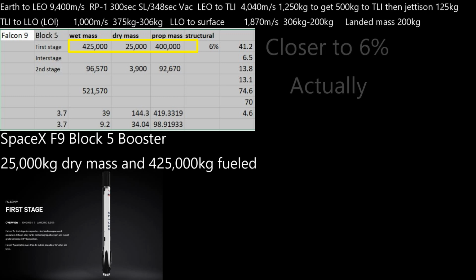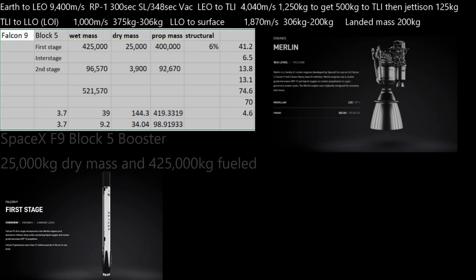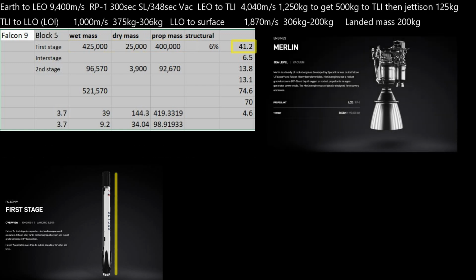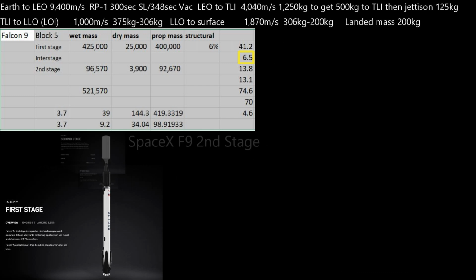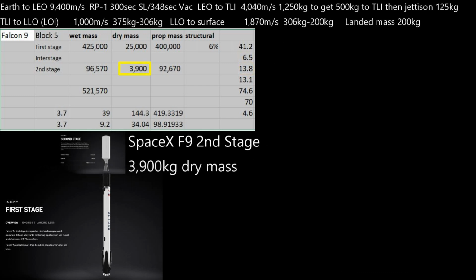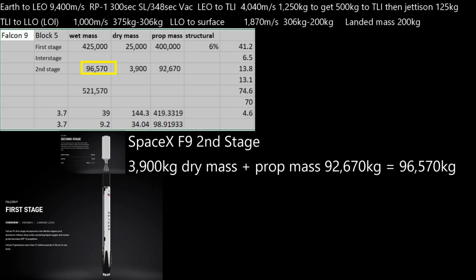Since the Falcon 9 has the widest diameter that can navigate American roads, 3.7 meters, let's take a look at using the same dimensions with different fuels. The first stage uses 9 Merlin gas generator open-cycle rocket engines and is 41.2 meters tall. The interstage is 6.5 meters, and the second stage is 13.8 meters tall with an empty mass of 3,900 kilograms and a propellant mass of 92,670 kilograms, giving a total mass of 96,570 kilograms.